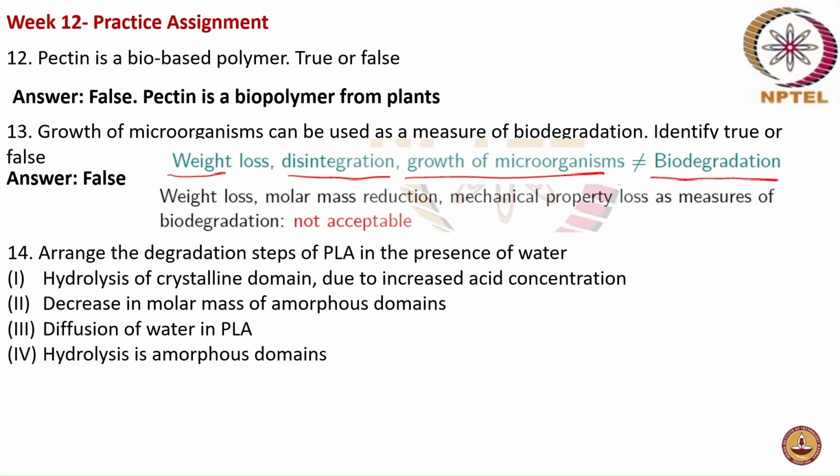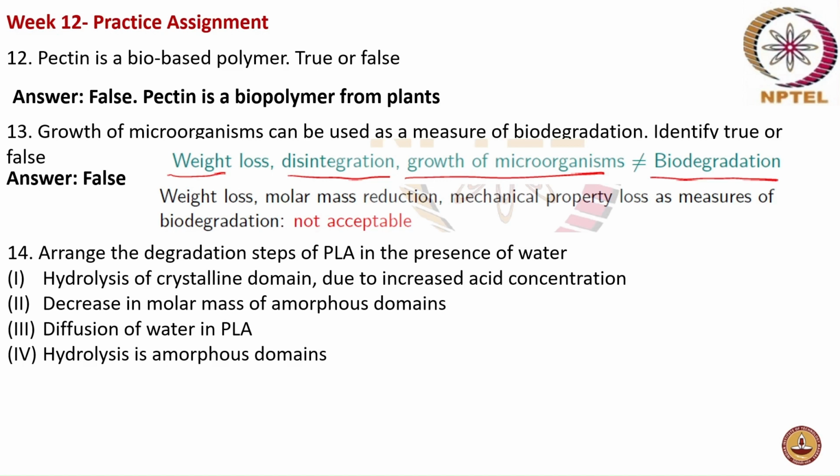The 4 steps given are: hydrolysis of crystalline domain due to increased acid concentration, decrease in molar mass of amorphous domains, diffusion of water in PLA, and hydrolysis of amorphous domains. There are some typo errors, sorry for that. So what is the sequence of steps actually happening? We have to arrange these steps.